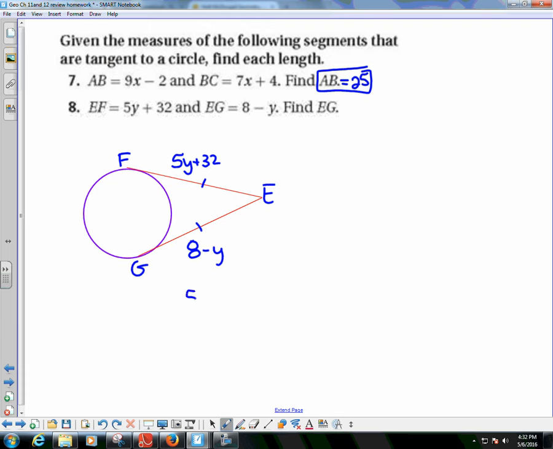So I'm going to set those two things equal to each other. I identify where I have the most y's and get all the values on that side. So I'm going to add y to both sides. I have 6y plus 32 equals 8.